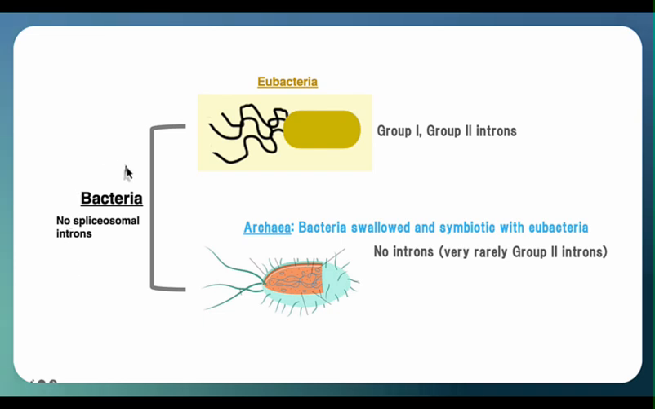First, bacterial genomes do not contain introns that are spliced out by the spliceosome, but they do contain Group I and Group II introns. Bacteria are classified into eubacteria and archaea. Archaea are well known as the host cells in an evolutionary event where they engulfed eubacteria, leading to symbiosis and eventually giving rise to eukaryotes. Archaea have very few introns. Only rarely are Group II introns discovered in them. On the other hand, many Group I and Group II introns have been found in various eubacteria.